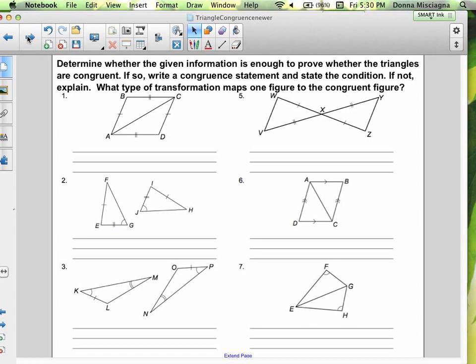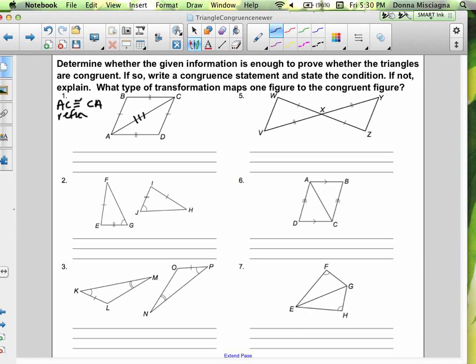We're going to do one other piece, though, just to review, and that is we're going to state the type of transformation that maps one figure to the congruent figure. Okay? All right, so let's start off with this one. Well, we could mark AC congruent to AC, or CA, couldn't we? And let's just write this over here. This is the reflexive property, just to remind ourselves. All right, so now we do have enough. The triangles are congruent, and I'm going to name them. So triangle ABC, all right, that would be congruent to CDA.